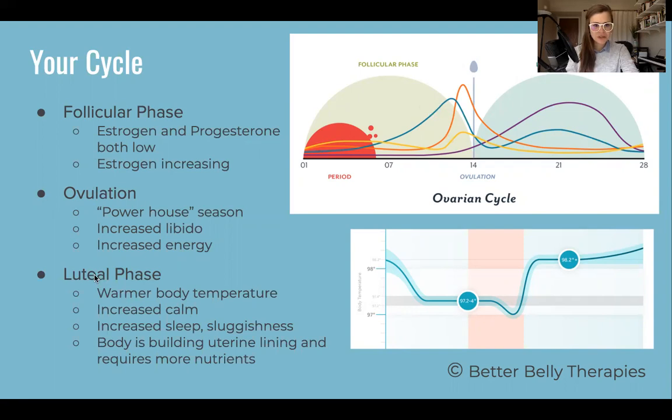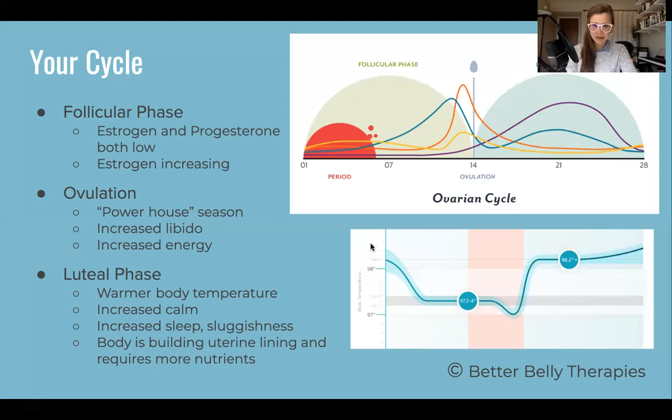And then in the luteal phase, what happens is, if you are tracking or familiar at all with the idea of tracking your basal body temperature or your cervical mucus, things like that, in the luteal phase your body temperature warms up because progesterone keeps you warmer. You feel calmer, there's potentially increased sleepiness or sluggishness, and the body is building the uterine lining, which requires more nutrients from your body, and so that's also some of the other things going on in the luteal phase.